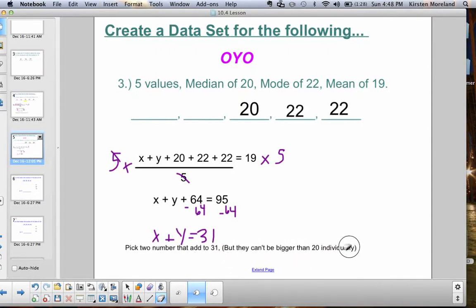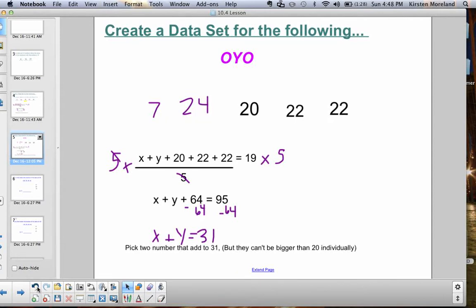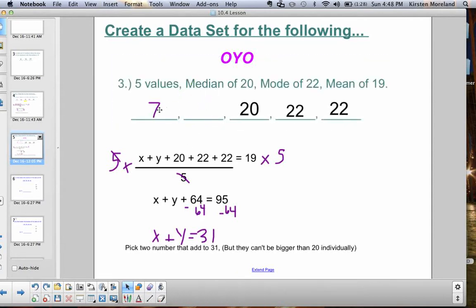But they can't be bigger than 20 individually because 20 is my median. If I were to put numbers like 24 and 7, 24 is bigger than 20, so when I were ordering these, this should have gone way down here. I need 2 numbers that are smaller than 20 individually. So I'm going to pick numbers like 15 and 16. That will add to 31 and create a mean of 19.